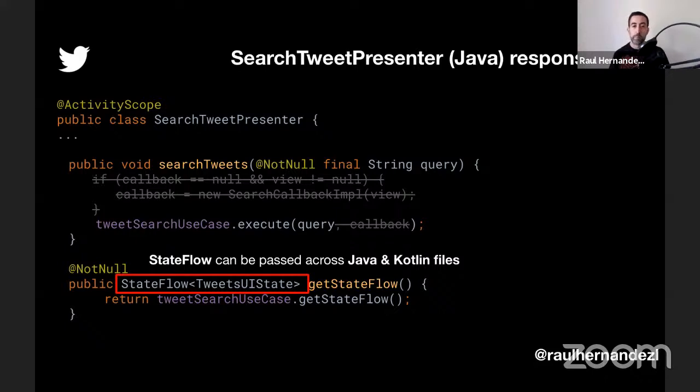So I can remove very safely the callback because we don't need it anymore. And then I can just execute the query, making sure that I share with my subscribers the getStateFlow anywhere that I need it, because the StateFlow is going to be there for us to be passed across different Java and Kotlin files.